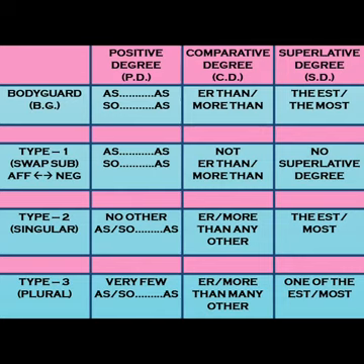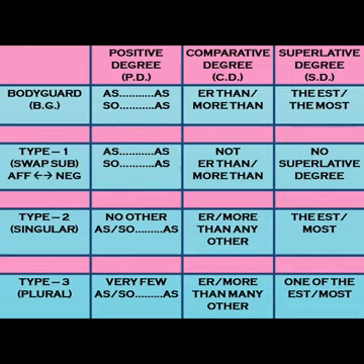In type 1, there will not be superlative degree, because here only two subjects are given, and we have understood the definition of comparative degree, that there is always comparison between only two subjects or things.